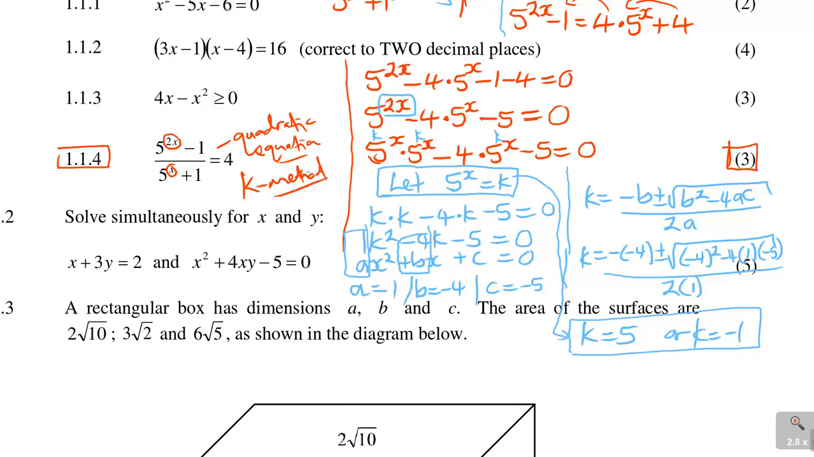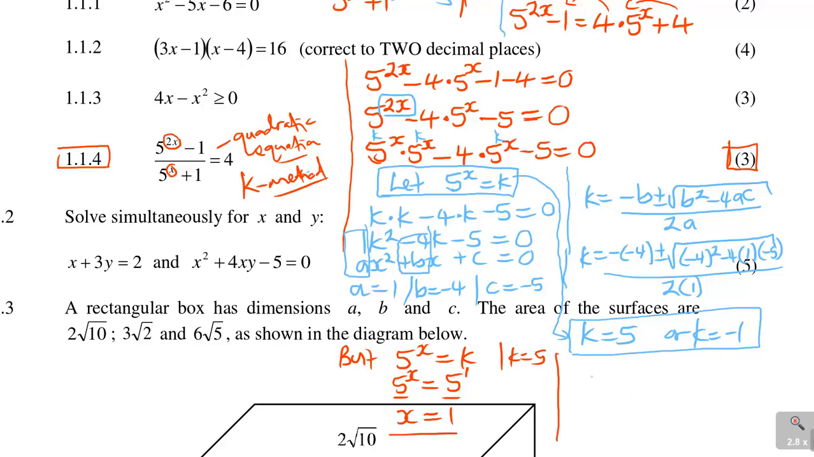So you come back to the final answer now to say, but k is equal to 5 to the power of x. But 5 to the power of x is equal to k. So now we've got the first one when k is 5. So 5 to the power of x is equal to 5. See, the bases are the same. Remember, there is a power 1 there. Therefore, x is equal to 1. When the bases are the same, you equate the exponents.